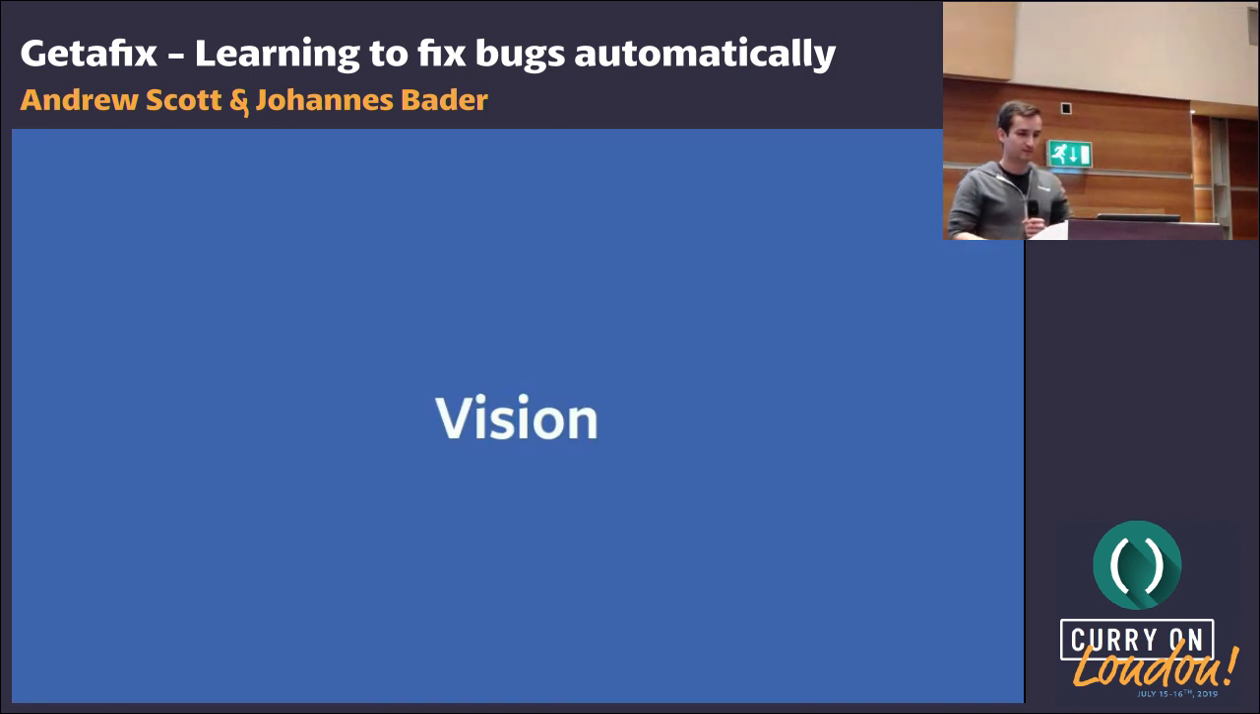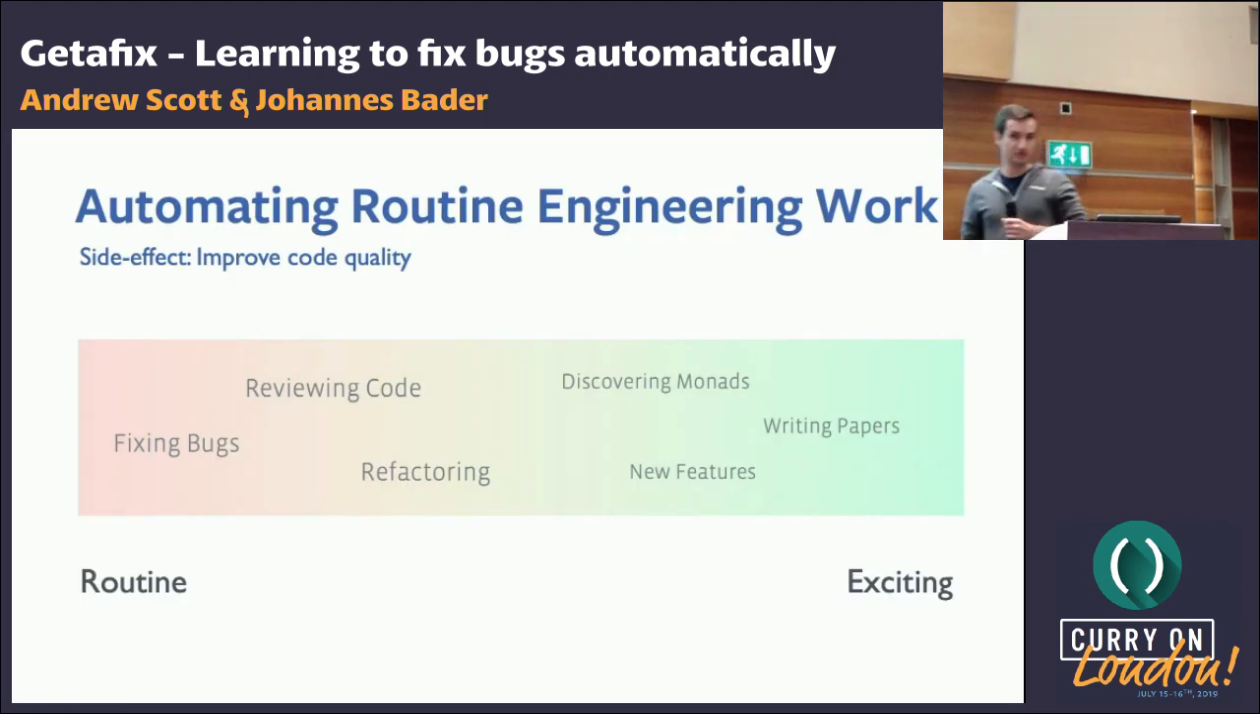All right. So you've seen now how we fix null pointer exceptions, but that's not all Getafix can do, as Andrew already hinted at in the very beginning. Learning from human code changes allows us to do way more, and I'm going to share some of the vision that we have for Getafix in the daily life of a developer. And that vision is automating routine engineering work.